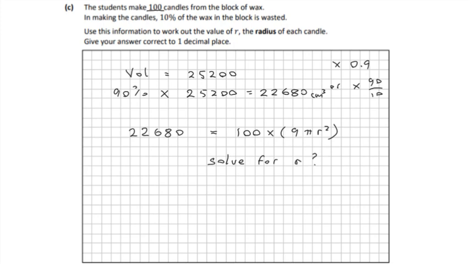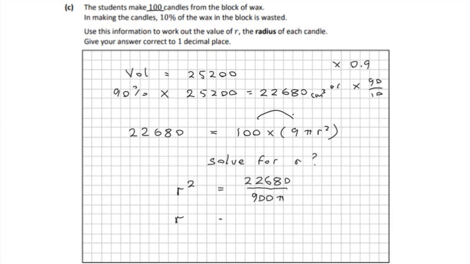Okay, so let's do the algebra. So if we just rearrange it, put it back to front. What we're going to do here now, we're going to take all of these values here, which are 9 by 100 by pi, which is 900 pi, and divide it into our volume. So we just rearrange it. So we're going to have 22,680 divided by 9 by 100 by pi, so that's 900 pi. Okay, and now we're going to get the square root of both sides.